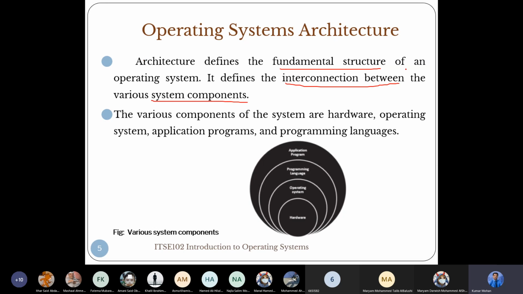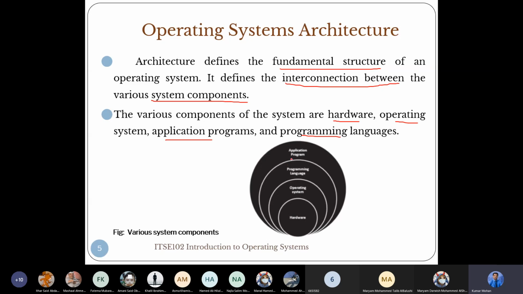Here we are going to discuss the fundamental structure of an operating system. It defines the interconnection between the various system components. What are the various system components? It is related with hardware, the operating system, the application program, and the programming languages. These are the different types of components in the operating system.